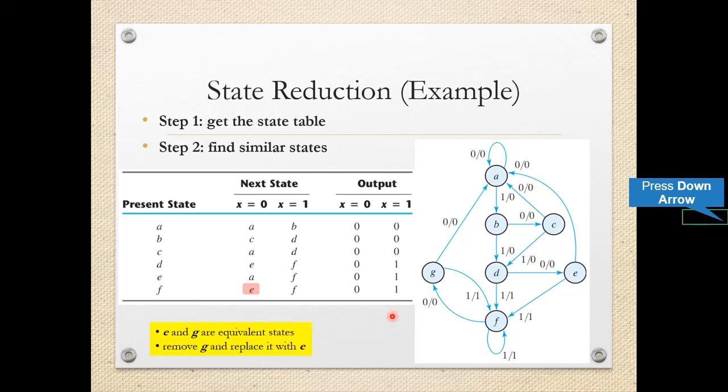So again if you will check this, which two rows are exactly same. So you can see this D and F both are exactly same. D and F are same. So we can replace this F by D. Even if this F is removed, then also there will not be any change in the functionality of the state diagram.